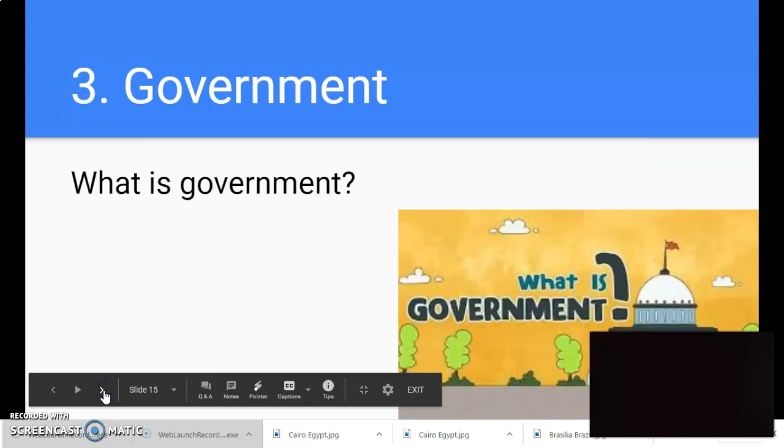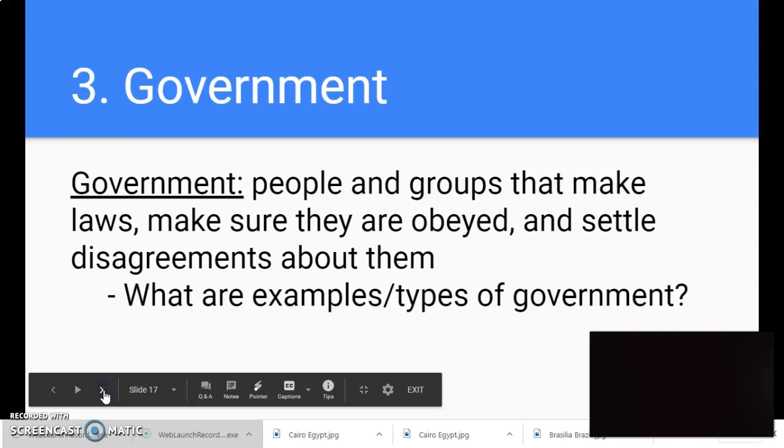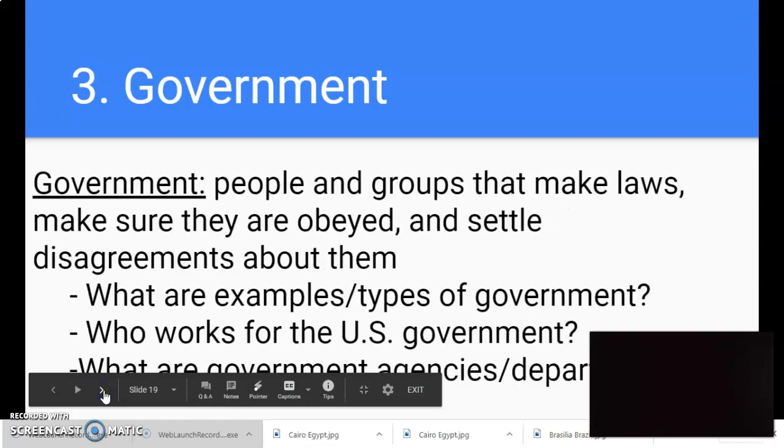Government. What is government? Government, people in groups that make laws, make sure they are obeyed, and settle disagreements about them. What are examples of types of government? Who works for the U.S. government? What are government agencies or departments?